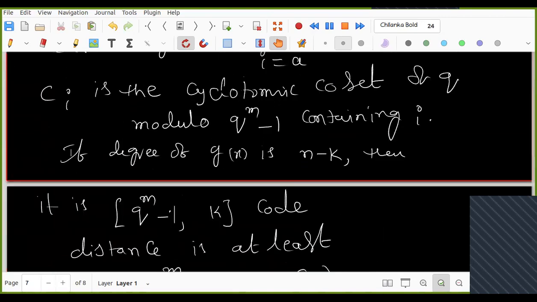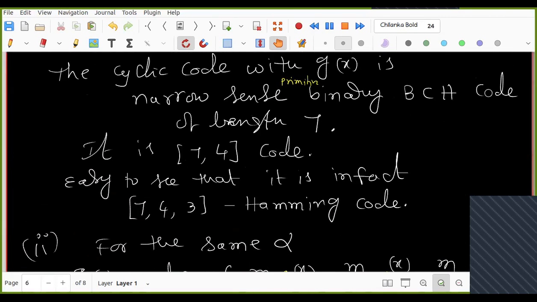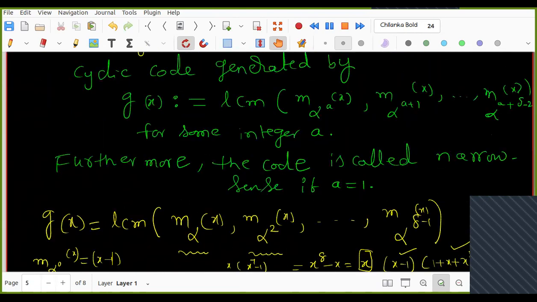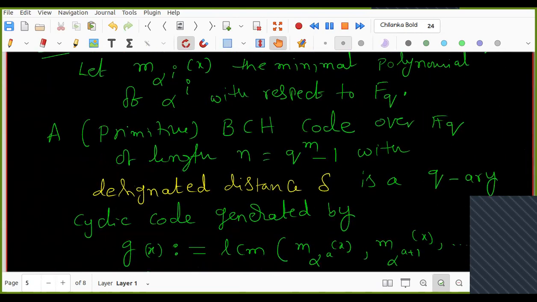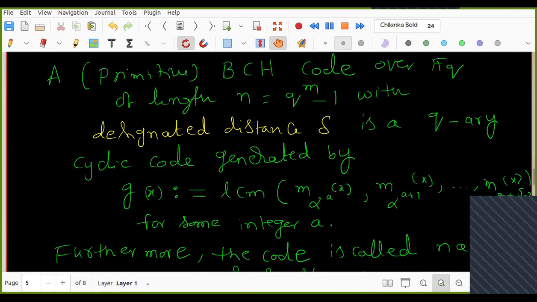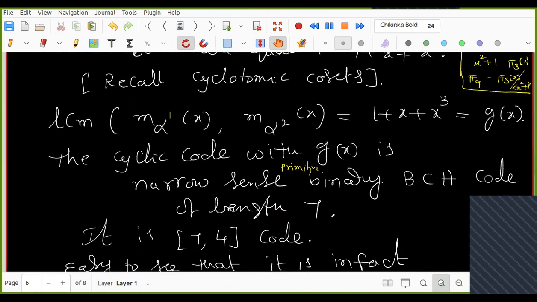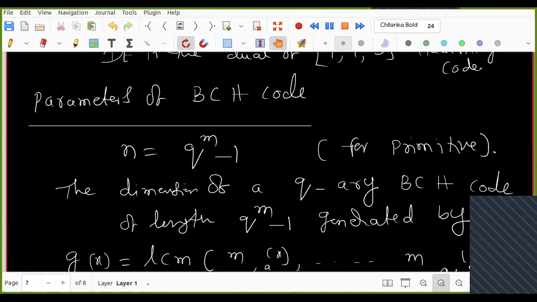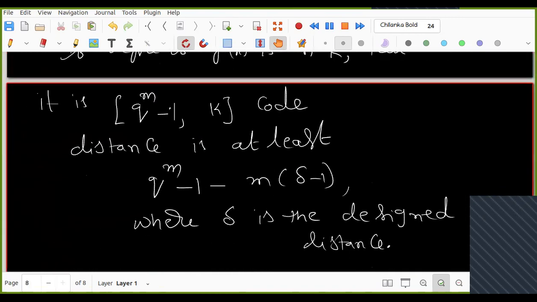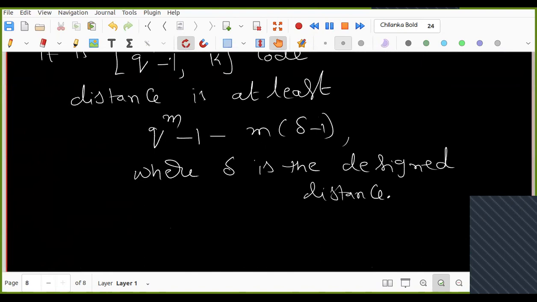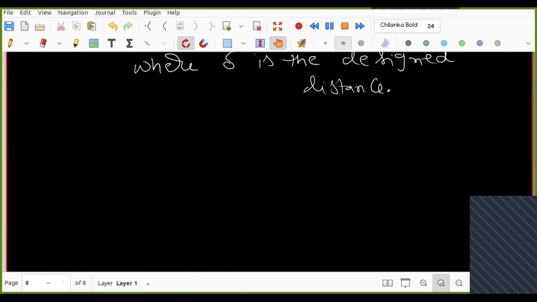Designated distance is given in the definition. I wrote it in yellow color also, in the definition. So what is this delta? I'll go up to a plus delta minus 2. That is the delta, and wherever I go, that is called the designated distance. Once you start with a BCH code, you are starting with the delta. Then the distance is q^m minus 1 minus m times delta minus 1. This is the distance.